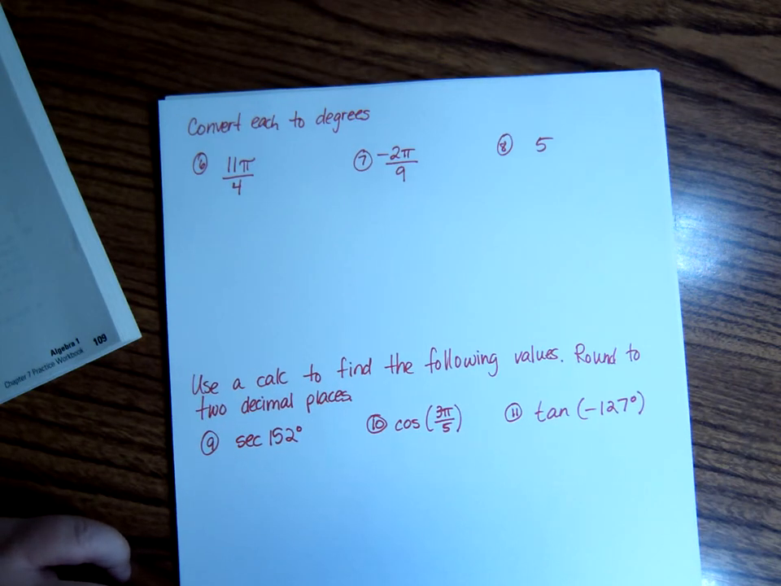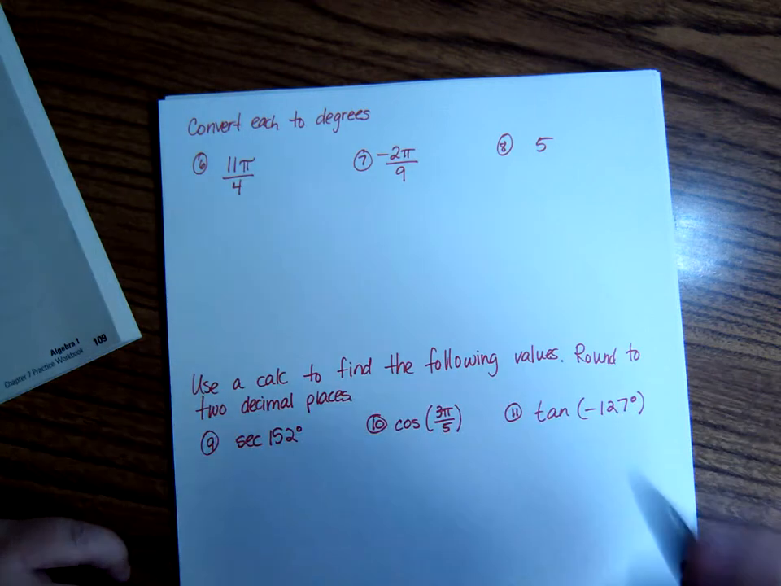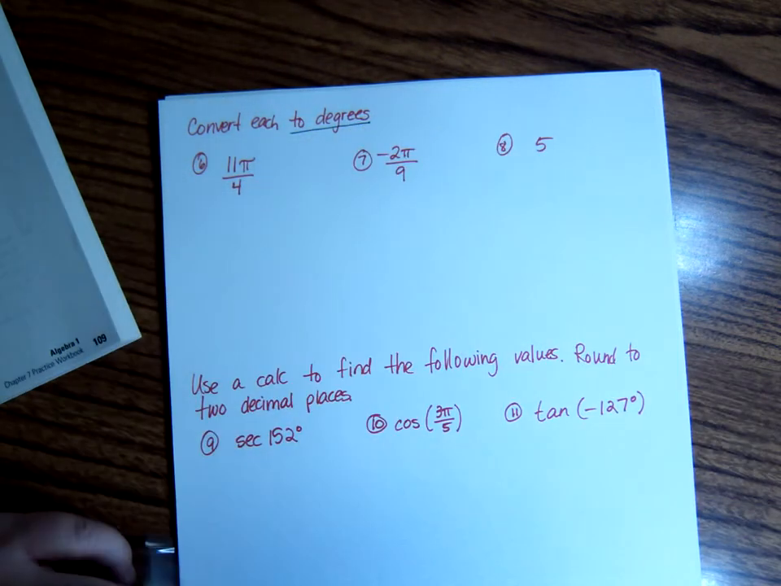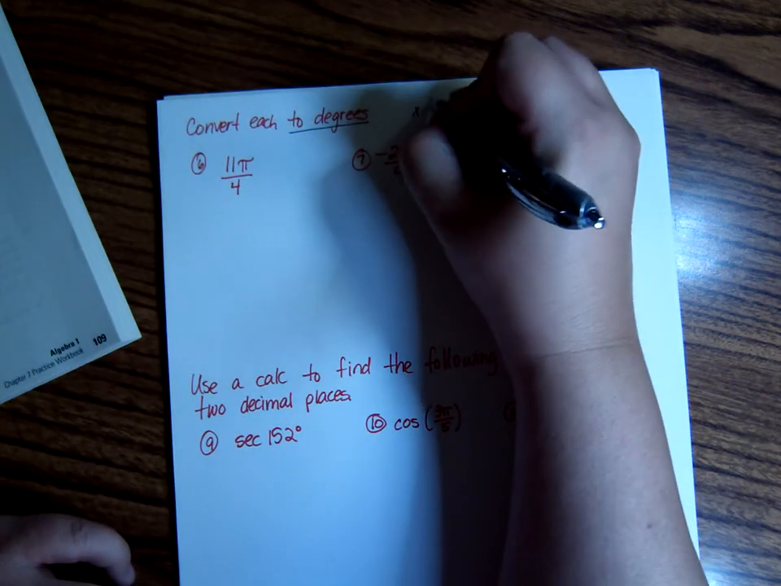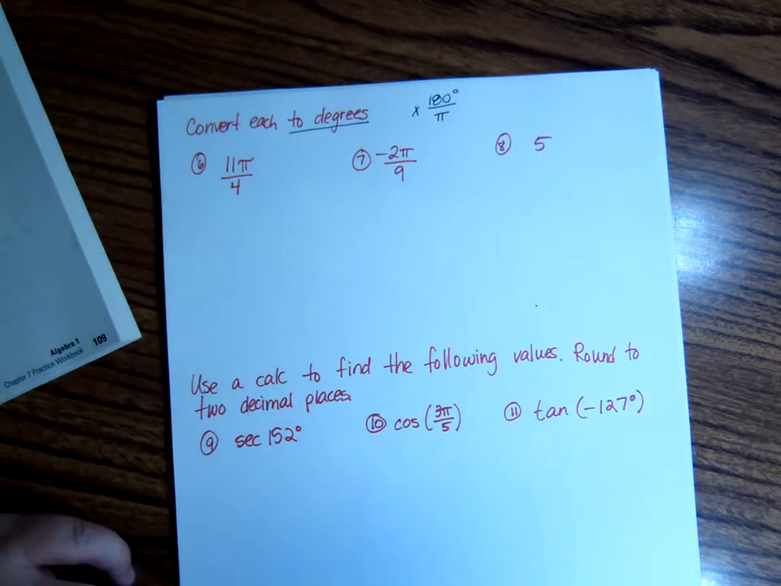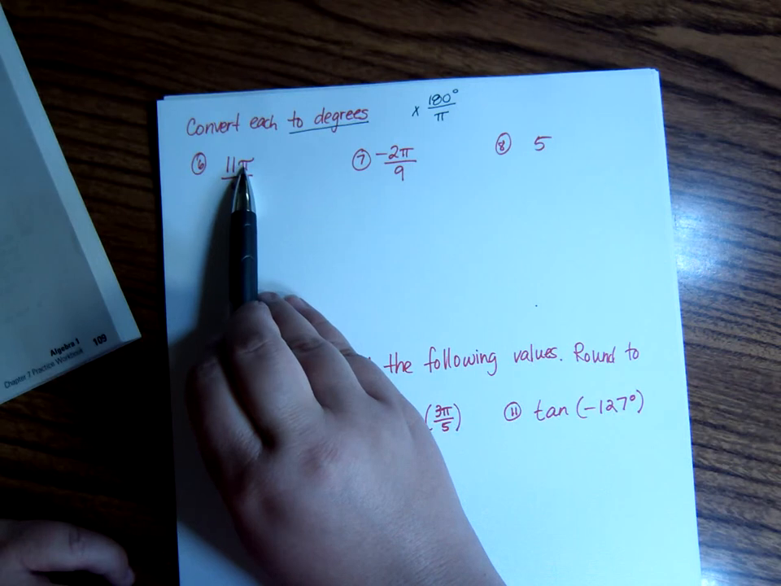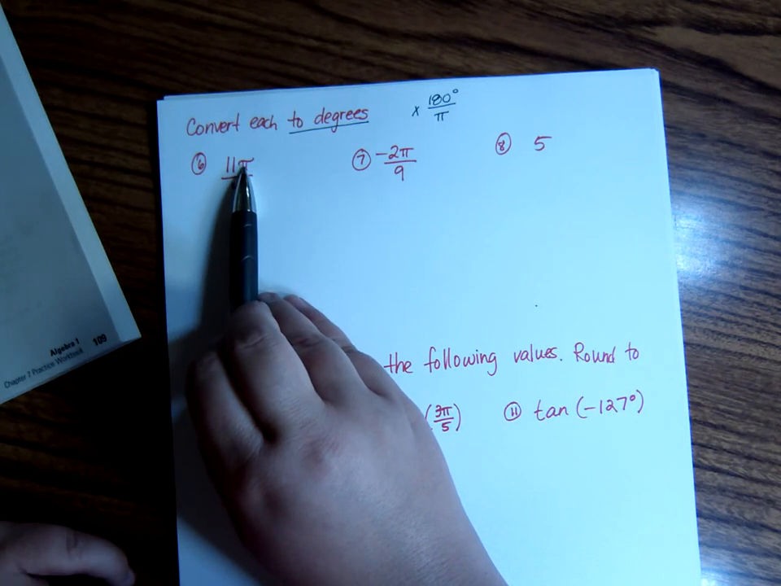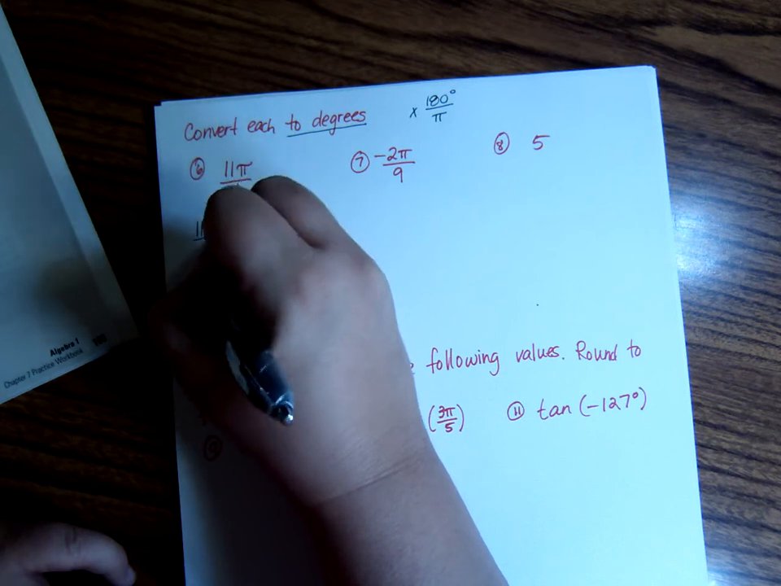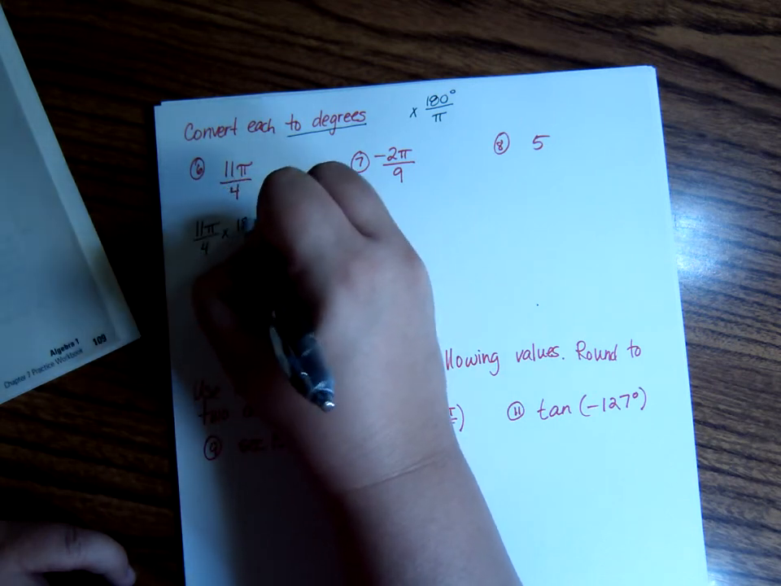So it's just a question of which one needs to go on top, and that depends on which one you want to end up with. If you want to end up with degrees, the 180 is the degrees part, so you would put it on top. Okay, that also helps because the ones that have pi in them, the pi's are going to cancel that way. So I'm going to do 11 pi over 4 times 180 over pi.